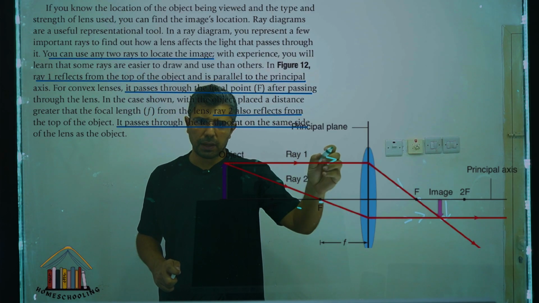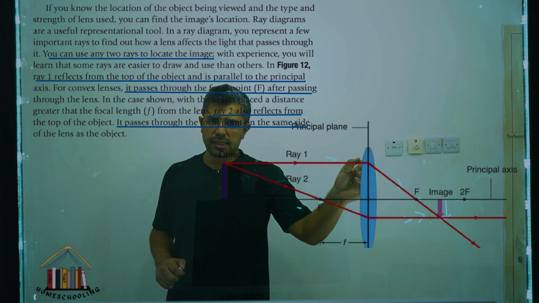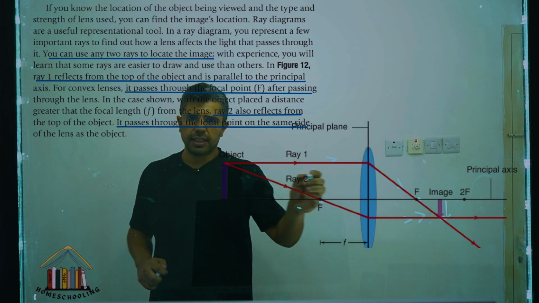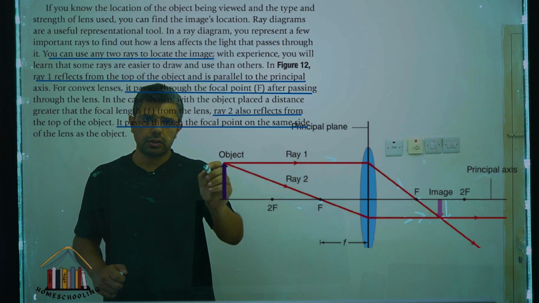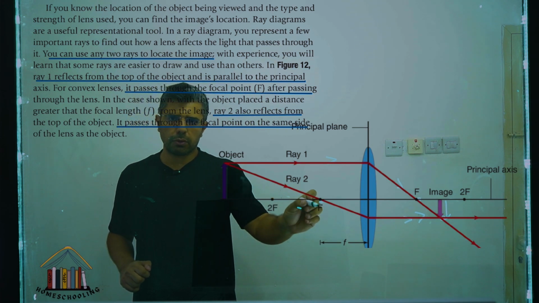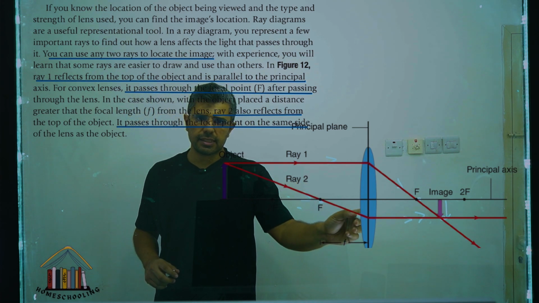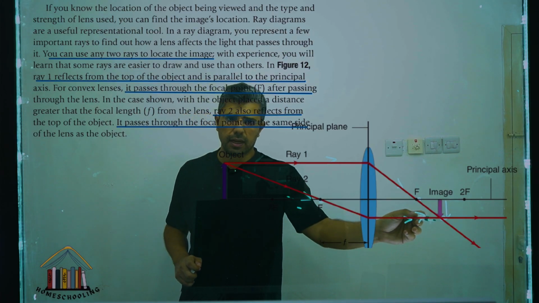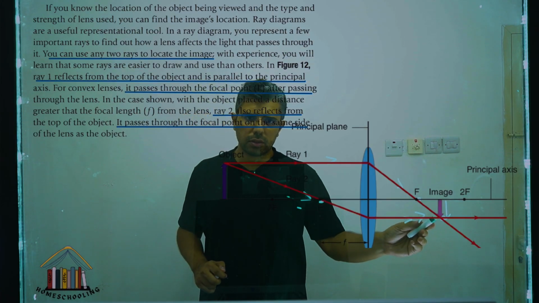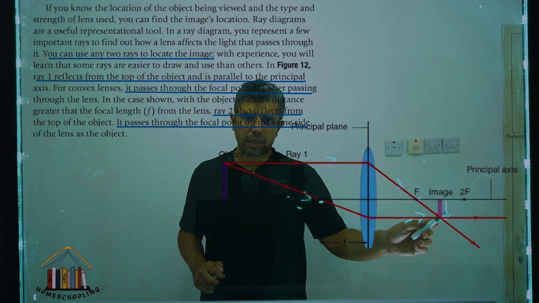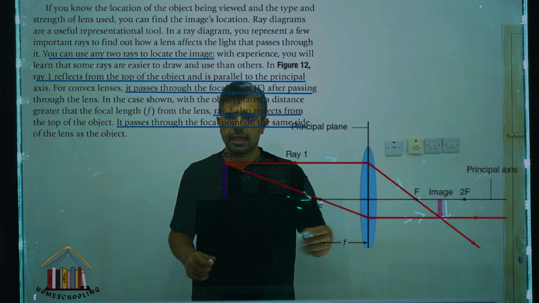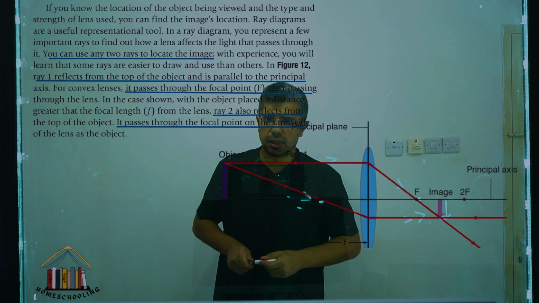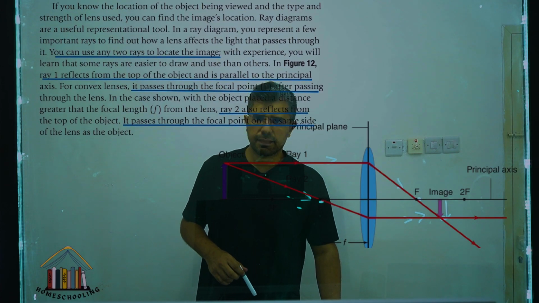Ray 1 goes parallel, hits the lens and then goes to point F. Then ray 2 goes directly to the point F, the focal point, hits the lens and then goes parallel. When both those rays meet, then we are talking about the image. That's what they are trying to explain here in this text.